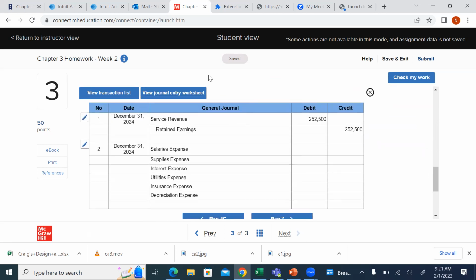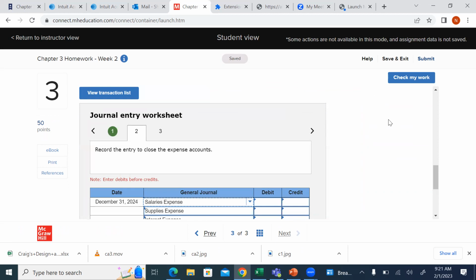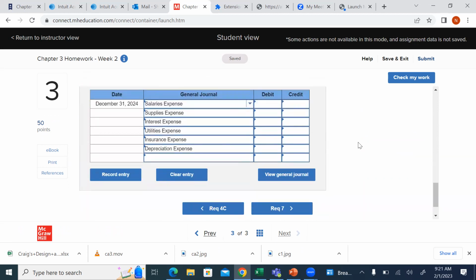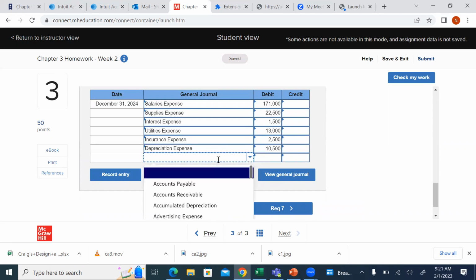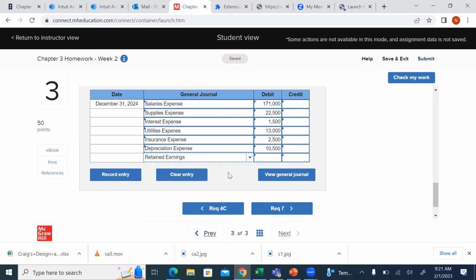Okay, salaries expense. Supplies, 22. Interest, 1,500. Utilities, insurance, depreciation. And we're going to close all that out to retained earnings of how much?